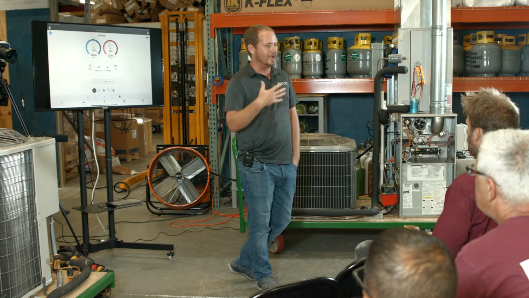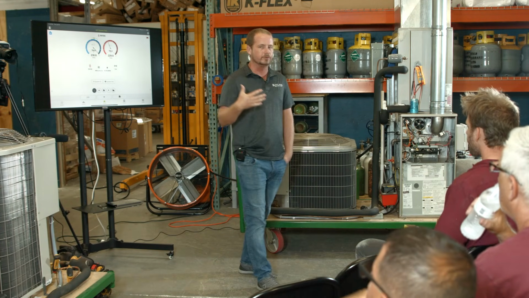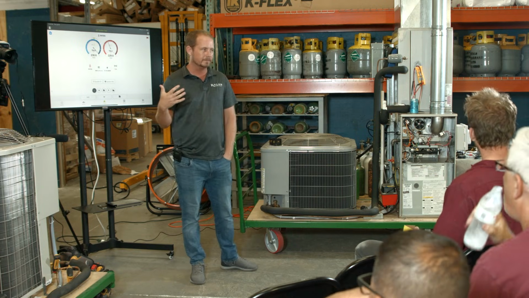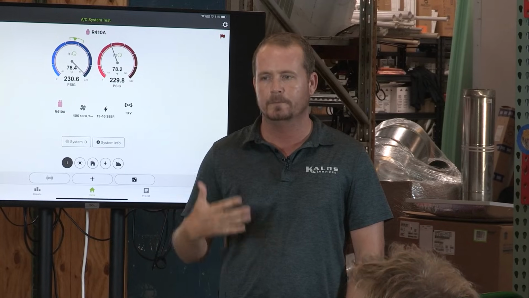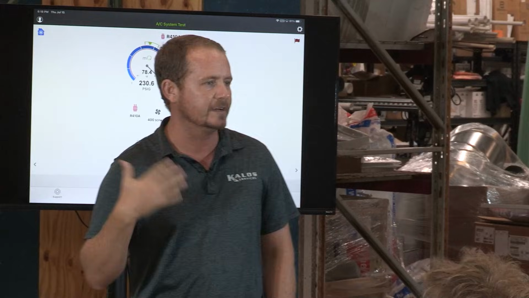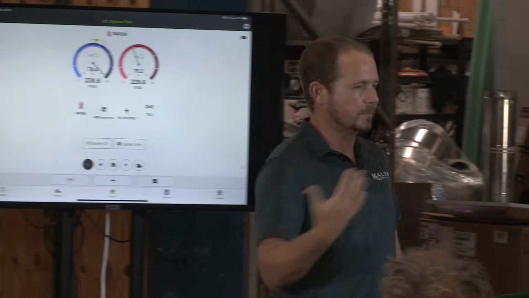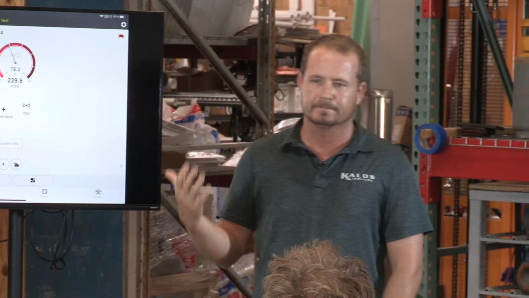I always like to start with the actual practices that you do. When you go up to a piece of equipment, and let's say it's a no cooling call, we'll use a no cooling call as an example. What are some things that are airflow related that you should check every time, regardless of what the problem is? The filter. First is the filter.